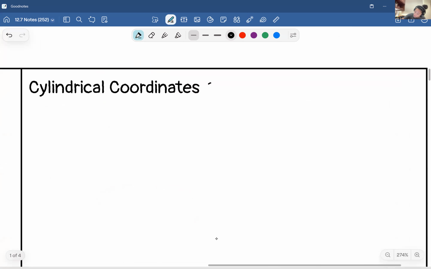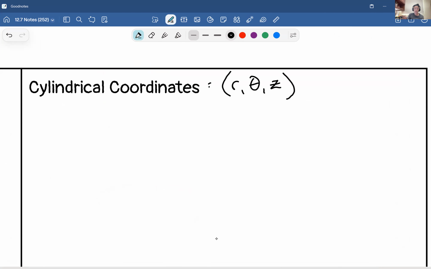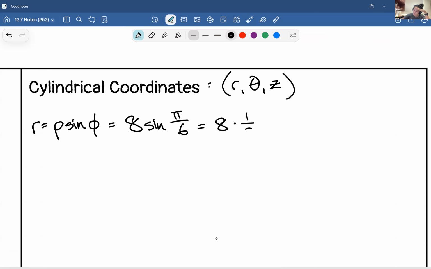Cylindrical coordinates, we know we need an r, a theta, and a z. Good news, we already found the z from our rectangular, so we don't need to find that one again. We have our theta, so we don't need to find that one again. The only thing we really need to find is our r. All right, so our r is going to be our rho sine of phi, and that will give us 8 sine of pi over 6. 8 sine of pi over 6 is 1/2. So our r is just 4.